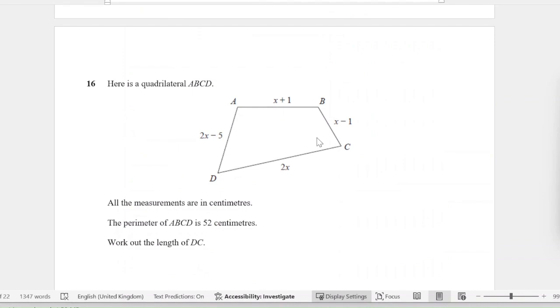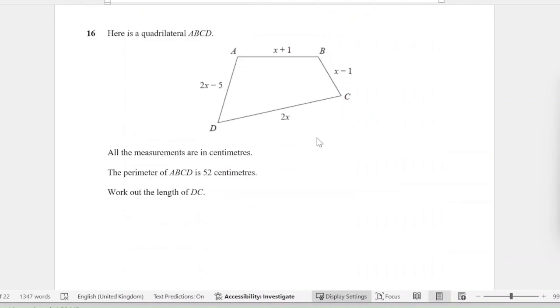Okay then, and question 16 here is a quadrilateral. So we've got the dimensions in terms of x. All measurements are in centimetres. The perimeter is 52. Work out the length of DC. So I need to add all four sides together. So I'm going to do it in chunks. So 2x plus x plus x plus x gives us 6x. And then my number part, minus 5 minus 1 is minus 6 plus 1. So we've just got minus 5 is equal to 52.